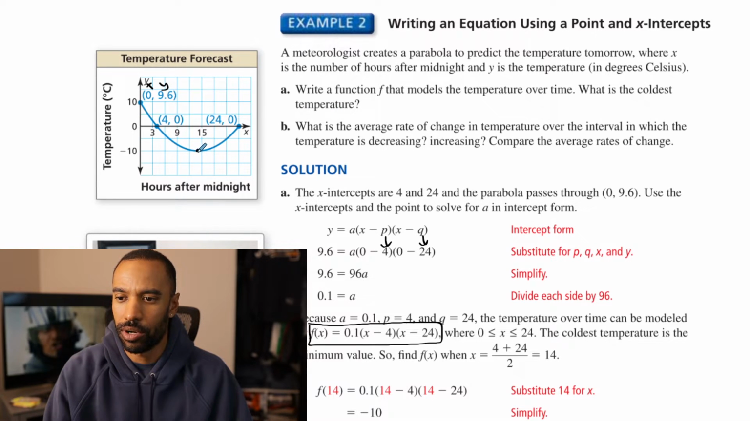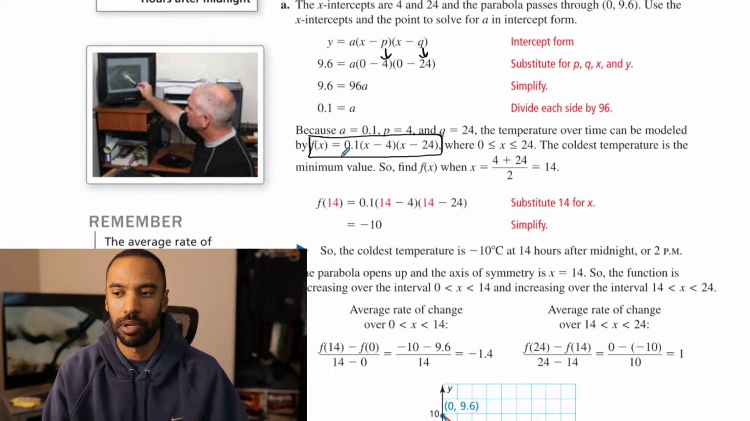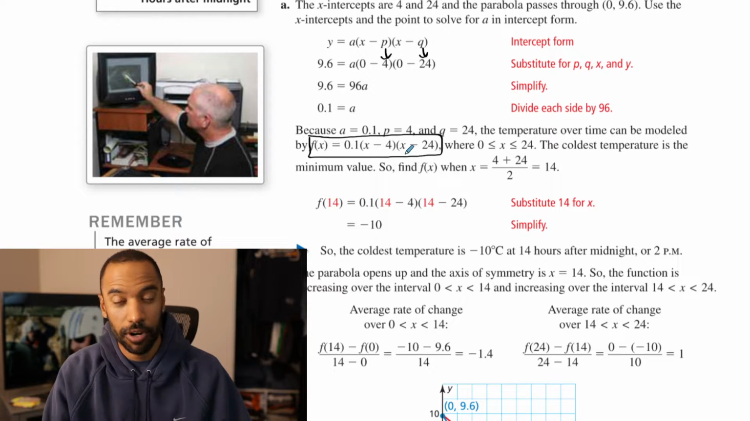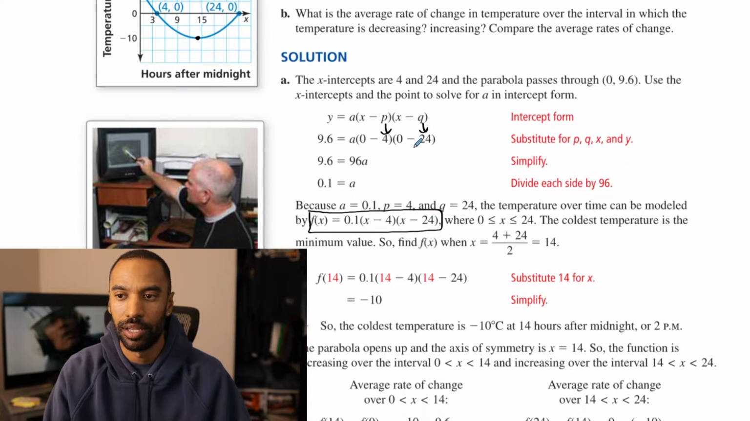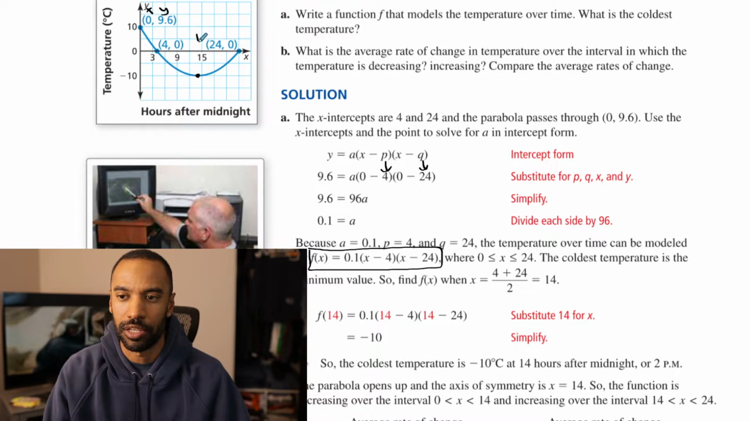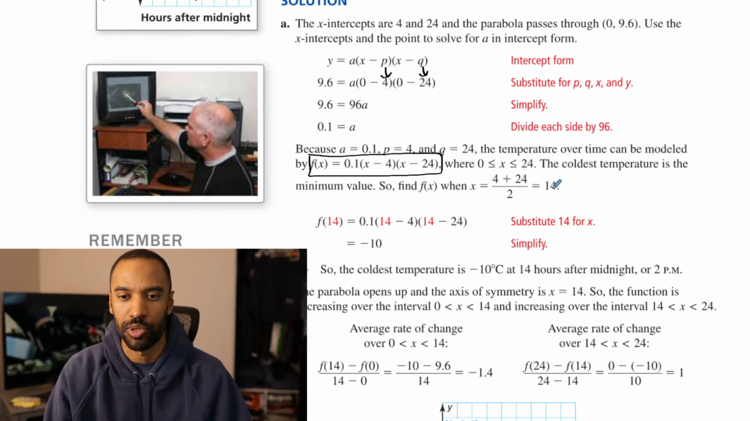So in order to get the coldest temperature, we're going to have to first get an equation and then find its vertex. So we came up with the equation, boom. Now we're going to find its vertex. So what they're going to do is, if the x-intercepts are 4 and 24, you did need the equation because you have to plug it in to find y. But you're going to average 4 and 24, which is 14. That's halfway between 4 and 24.